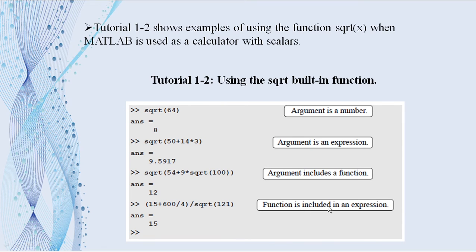Now the function is included in an expression. So we have the function included in the expression: 15 plus 600 by 4, divided by SQRT of 121. The function is used within an expression here. That also has an answer, 15.